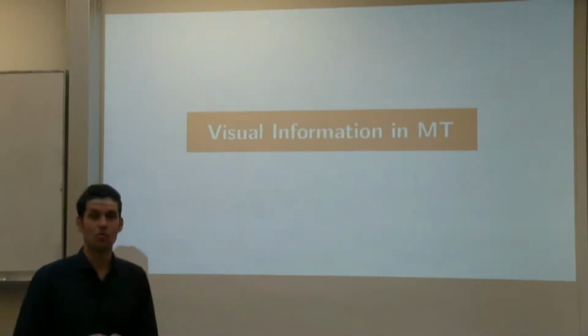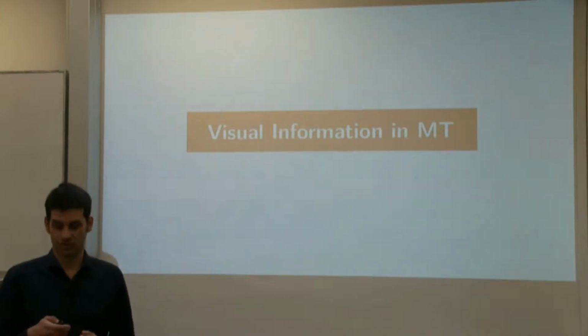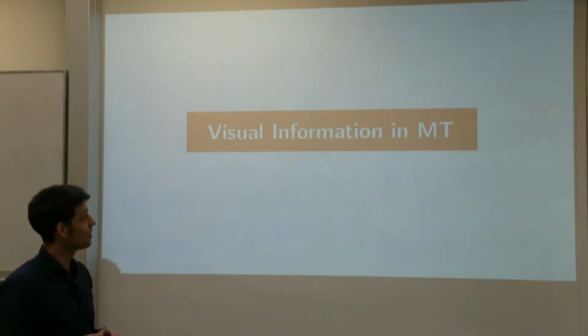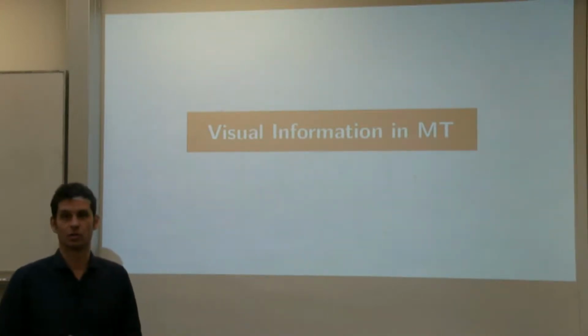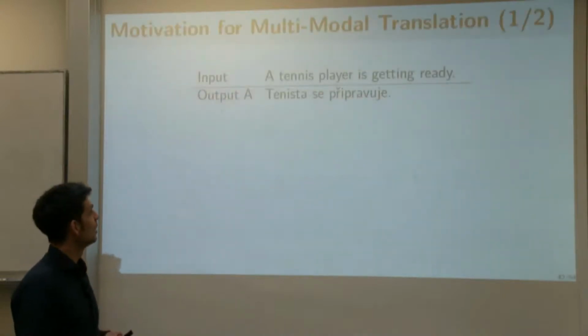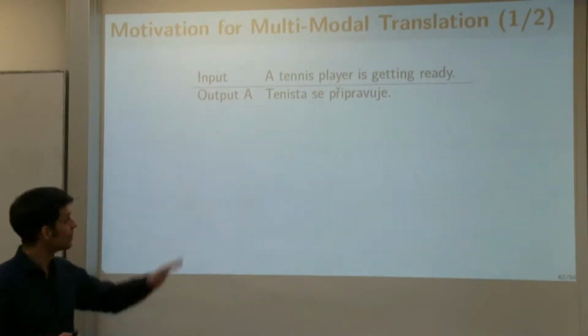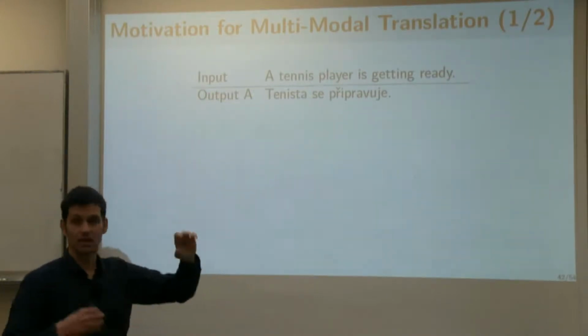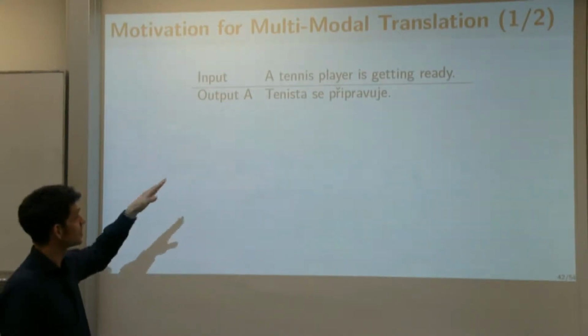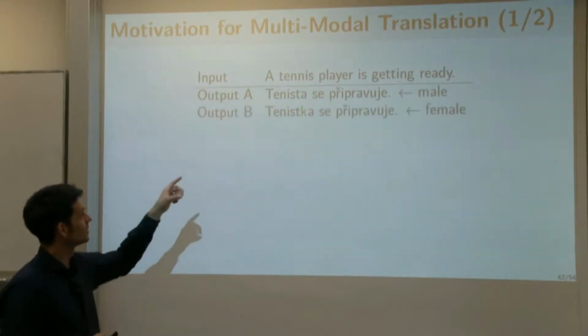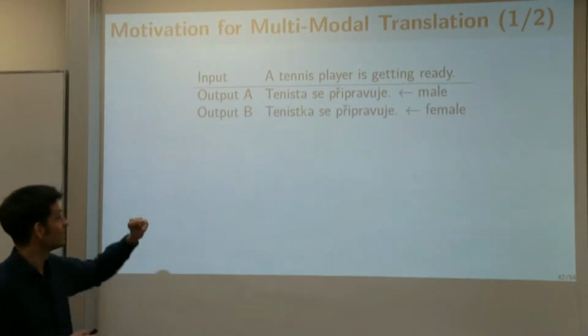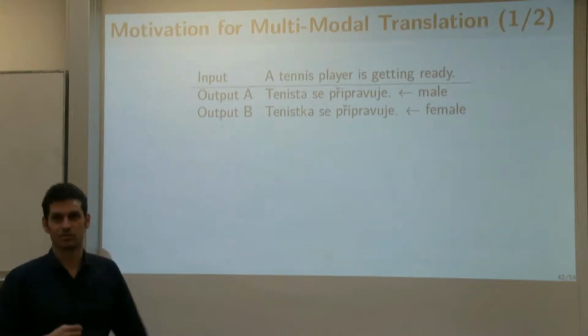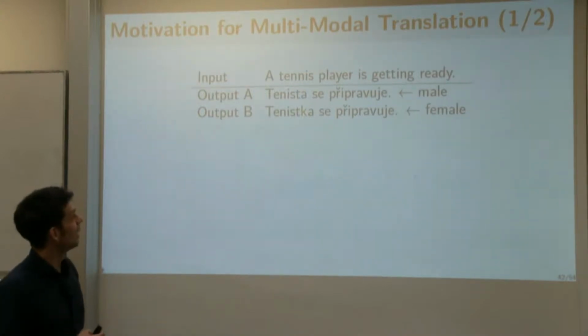So let's now move for the last part of the lecture to visual information, and this will be a much shorter presentation. But here's the motivation. If you have an English sentence such as a tennis player is getting ready, then the output could be tenista se připravuje or tenistka se připravuje. The difference may seem very subtle because you don't speak Czech, maybe.